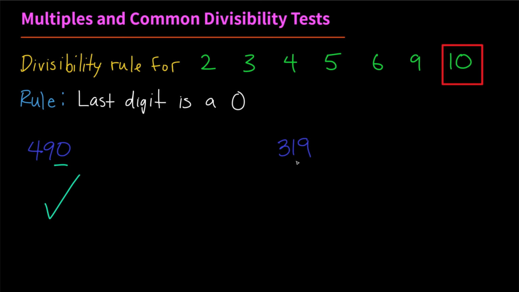Let's check 319. We want to see if this number is divisible by 10. We're going to look at the last digit. This last digit is a 9, and it doesn't end in a 0. That means this number is not divisible evenly by 10.